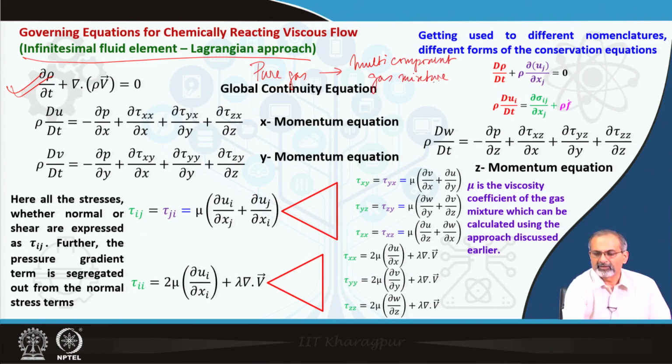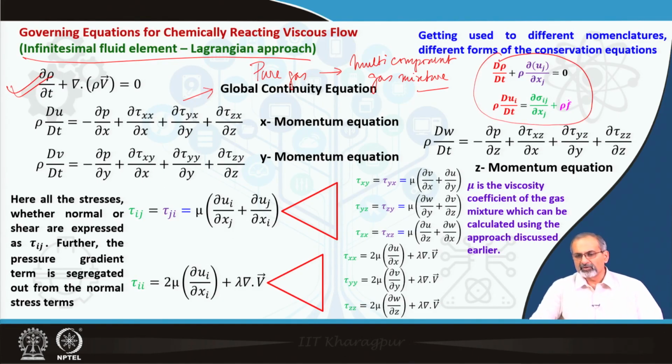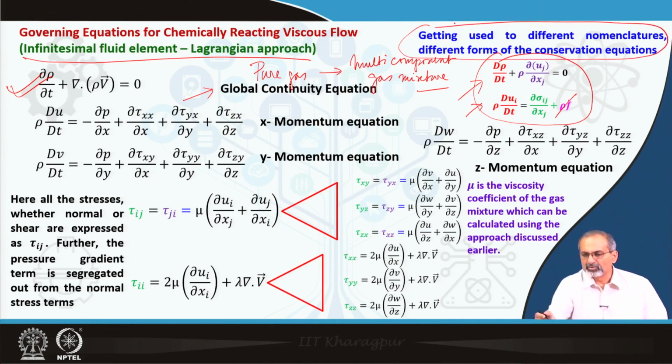And therefore, on one hand we have to keep tracking the respective species. On the other hand, we are also going to look at the global effects, that means the mixture. Recall that originally our forms were like this. That was the form for the continuity equation, that was the form for momentum. We already have mentioned that body forces would be neglected, and now we are getting used to different nomenclatures, different forms of the conservation equations, so that we can handle them more flexibly.